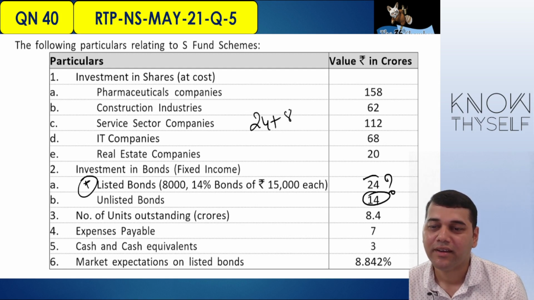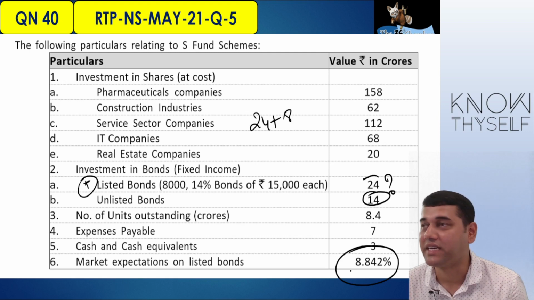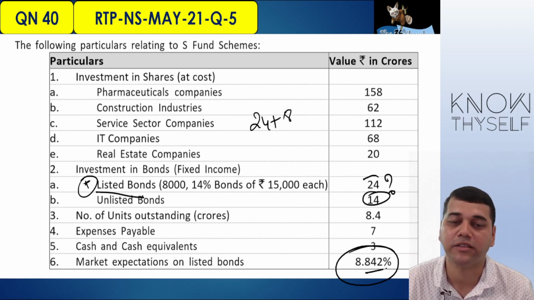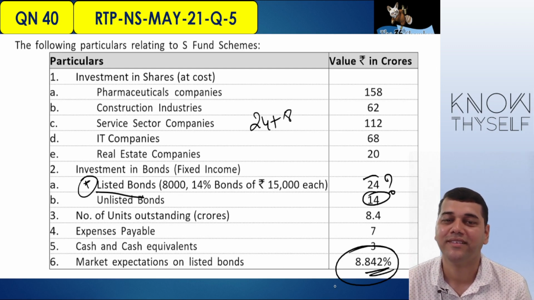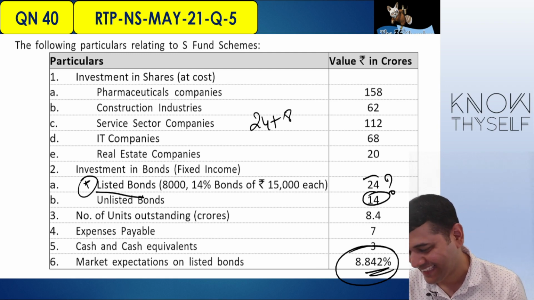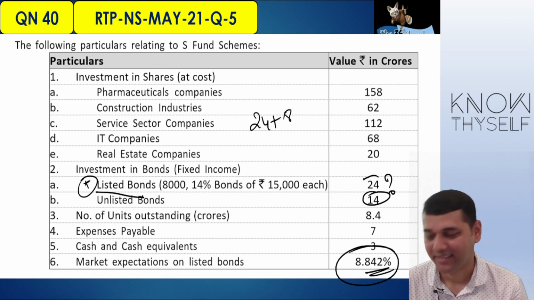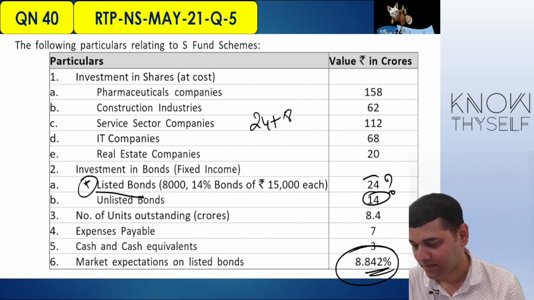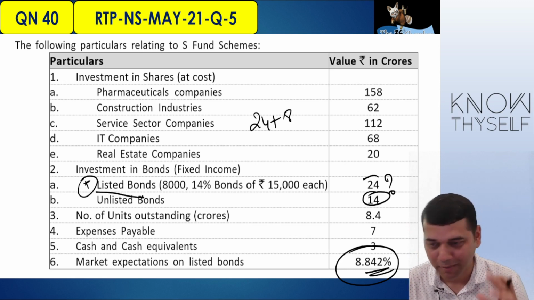24 plus 8 for percentage, expectation. What do you do? It's not plus. How can you add plus? It's not a crore, it is a percentage. What is the market value? My simple question is, what is the market value of listed bonds today, if the market expectation is 8.842%? How did you get that? Come on, think. Yeah, first chapter. How did you calculate? Yeah, exactly. Now I want you to apply that first chapter.